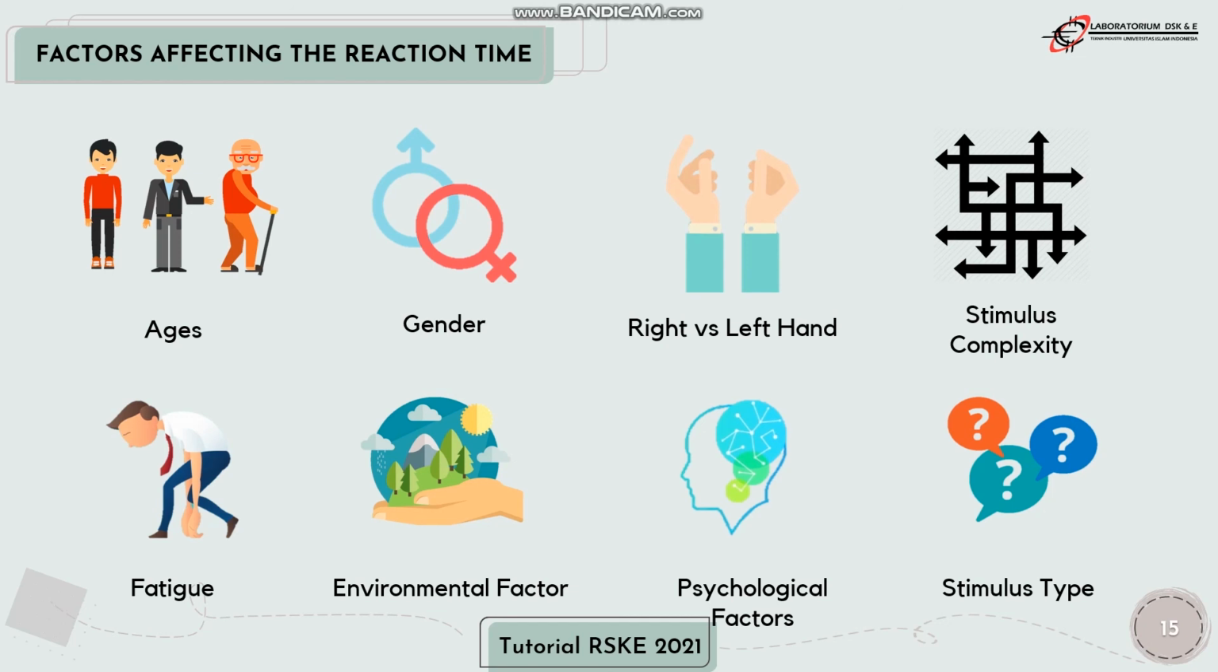And fourth, the complexity of the stimulus. The more complex the stimulus, the longer it will take the brain to process it, because humans have limitations in processing information. And fifth, fatigue. Kosinski in 2009 found that the reaction time is slower when the subject is tired. This delay due to fatigue is more pronounced in complicated reaction time tests than in simple ones.